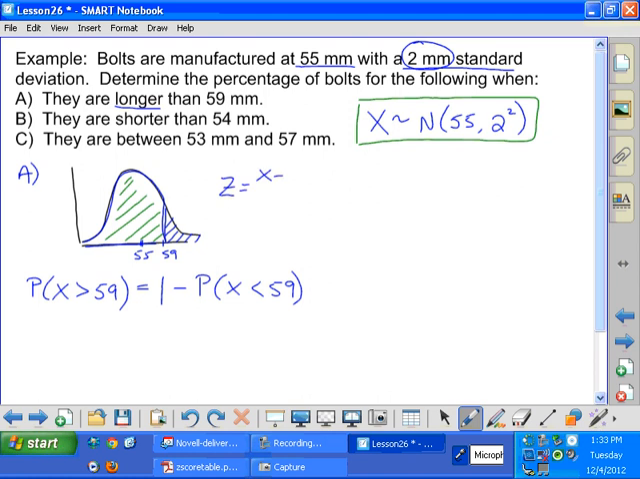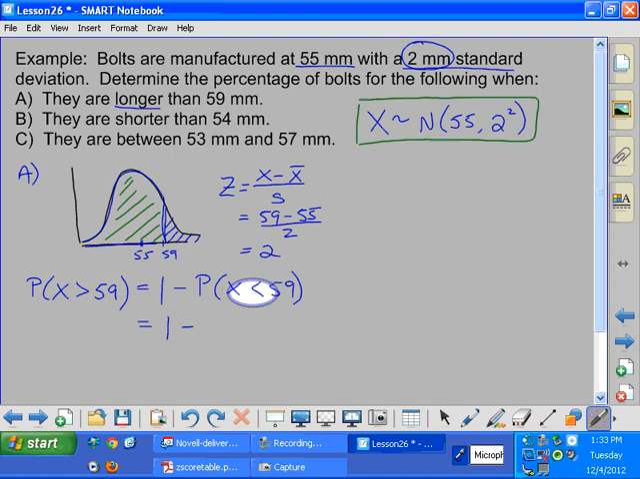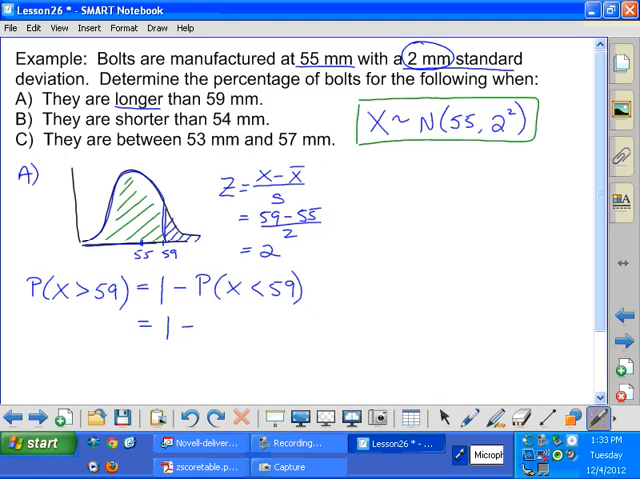The Z-score is x minus the mean, divided by the standard deviation. We're dealing with a 59 millimeter bolt. We take away 55 and divide that by 2. 59 take away 55 is 4, divided by 2 is 2. So we're looking for a Z-score of 2. Now I'm going to convert my variable notation to Z-score notation. This is the exact same as asking for the probability when Z is less than 2. Those are equivalent expressions.